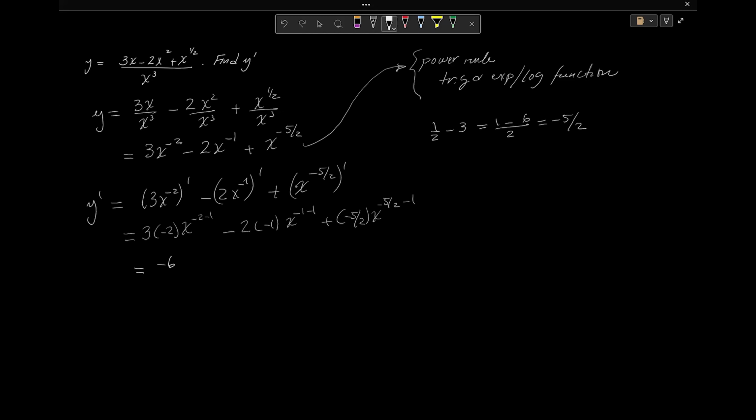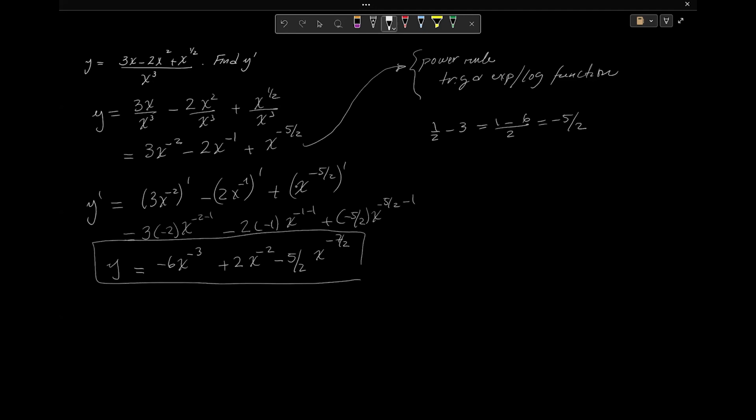Here we have negative 6 x to the negative 3, plus 2 x to the negative 2, minus 5/2 x to the negative 7/2. And there is our answer. We can simplify by factoring out x to a certain power, but that's good. Okay, that is acceptable.